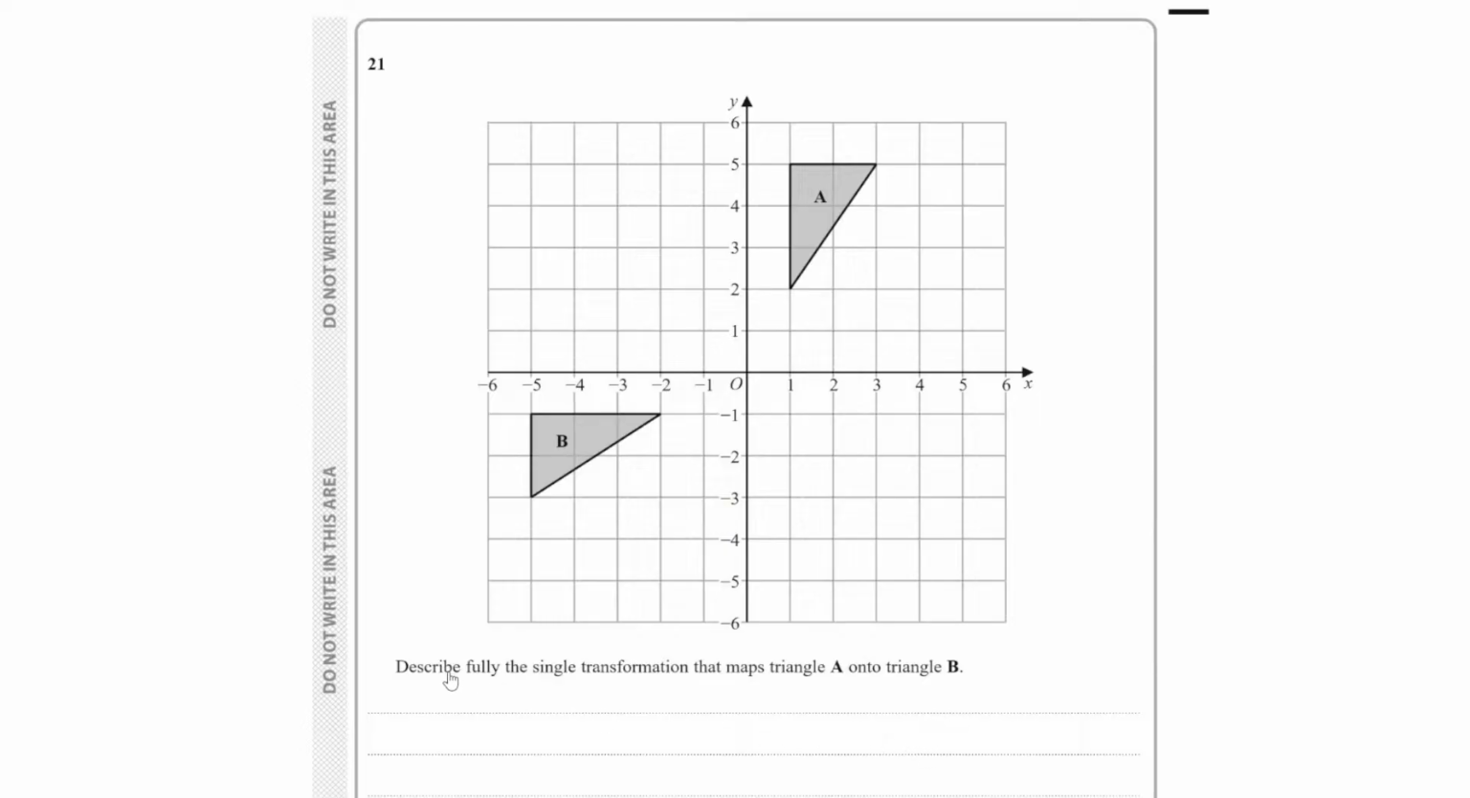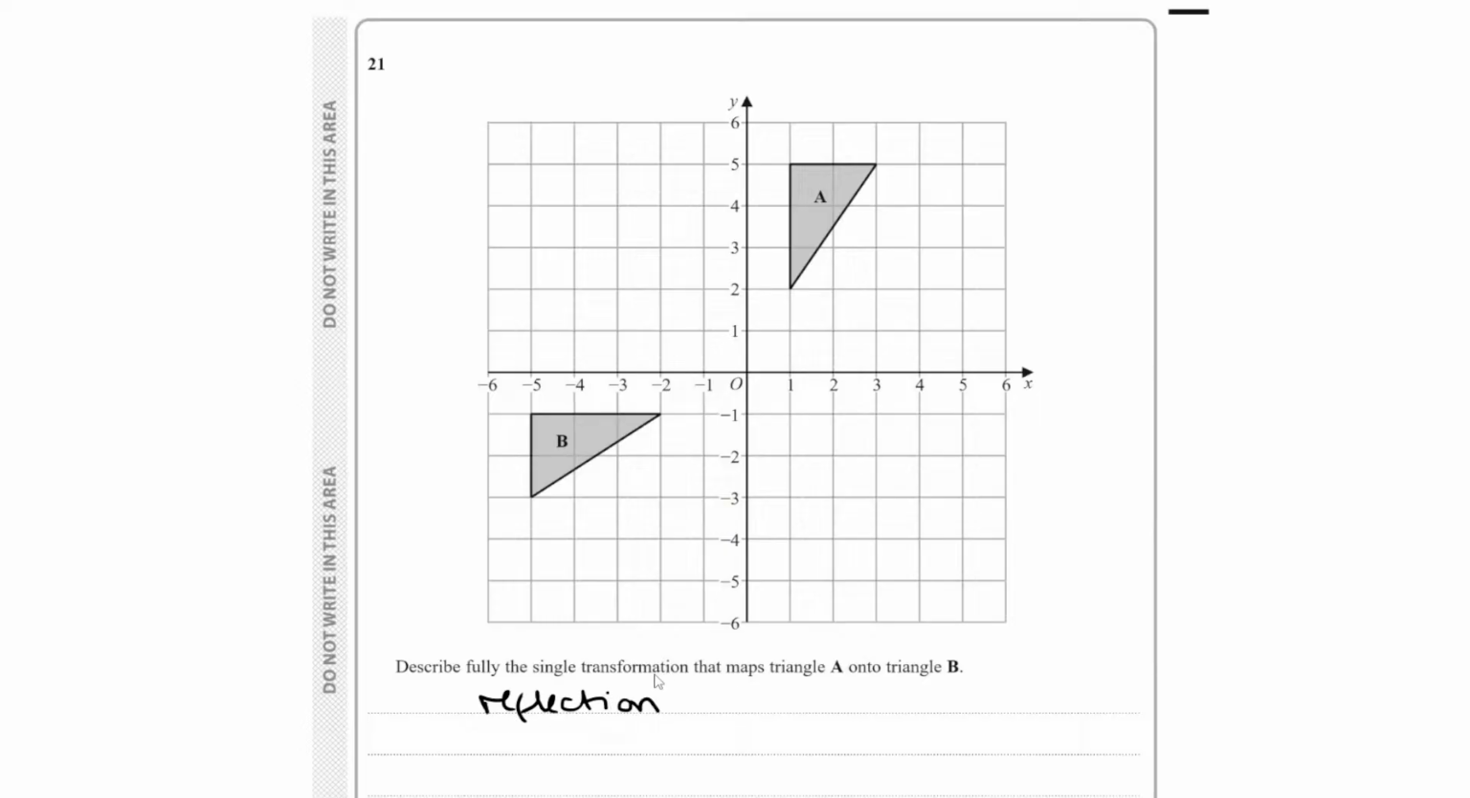Question 21, describe fully the single transformation that maps triangle A onto triangle B. So what type of transformation is it? And then we need to write something about it. Initially I was thinking rotation, but then I was like, no, it doesn't match up as a rotation. If you have tracing paper, you can always test it out yourself as well. It doesn't work as a rotation. I think it's actually a reflection. It looks like a kind of diagonal reflection here almost, doesn't it? So I'm going to say reflection.